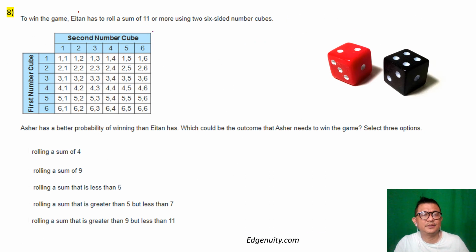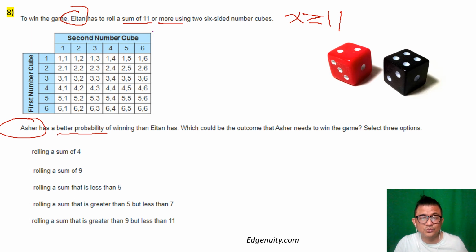To win a game, Ethan has to roll a sum of 11 or more. Okay, x could be greater than or equal to 11. That's for Ethan. Asher has a better probability than Ethan, which could be the outcome that Asher needs to win the game. Select 3 options.